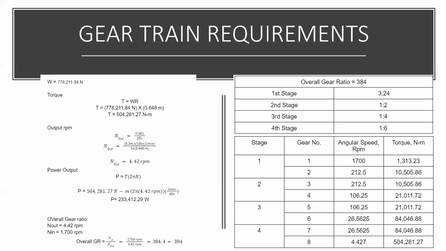output equal to 233,412.29 watts or 233.41 kilowatts. Here the overall gear ratio is also 384 from the formula N in, or the RPM in over the RPM out. And here we have a table for the overall gear ratio, and the ratio for the first stage, second stage, third stage, and fourth stages, along with the angular speed in RPM and torque measured in Newton meters.